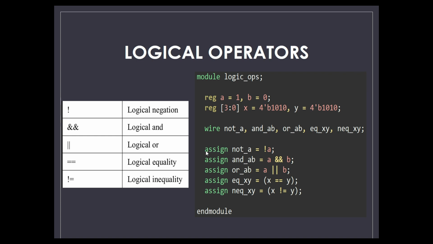Now you might wonder what this assign keyword is. As we have discussed earlier, wire type variables need to be driven continuously. Hence, the assign keyword is used to make sure that any wire type variable is driven continuously. This is a keyword which is used to assign any value to wire type data.